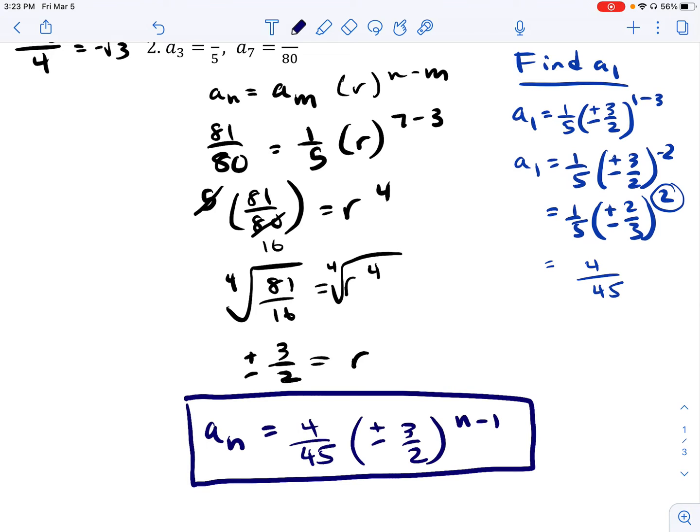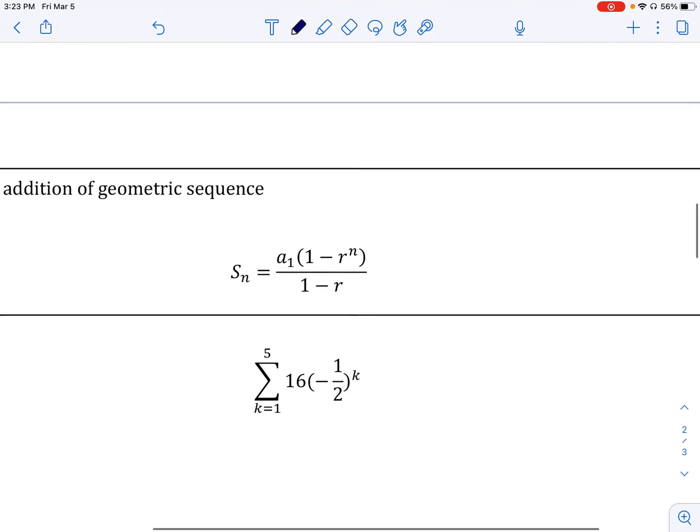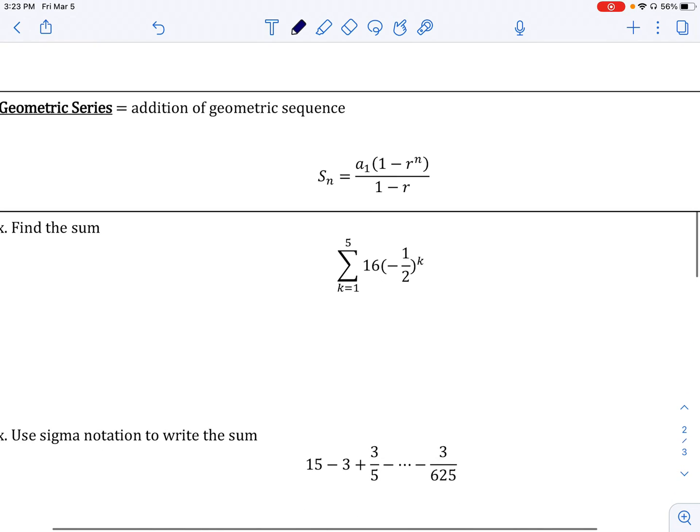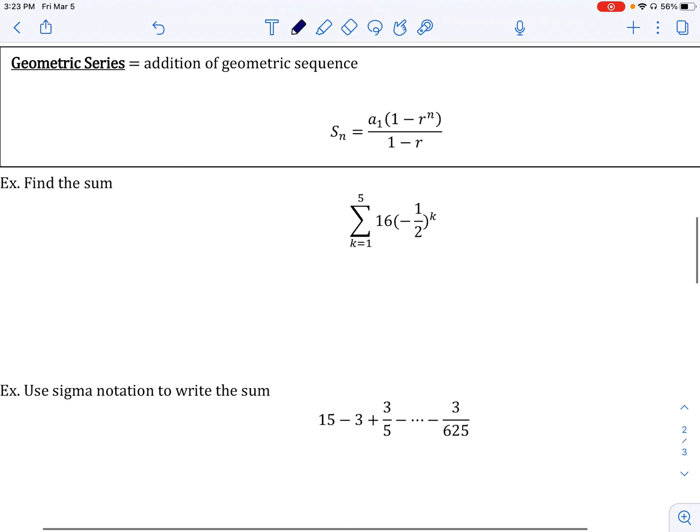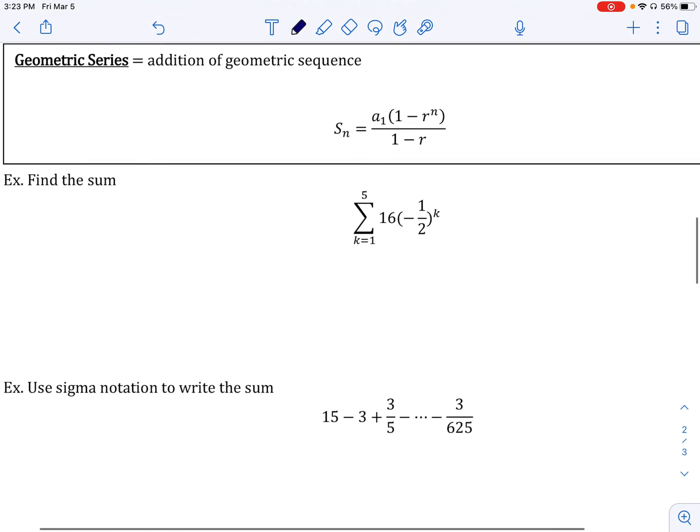All right. Now let's move on to talking about a geometric series. Well, again, a geometric series is simply when we are adding the terms of a geometric sequence.